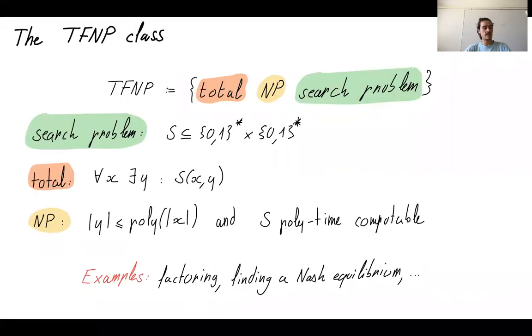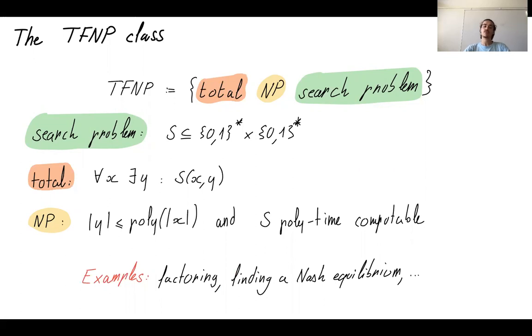As a warm-up, let me define the TFNP class. So TFNP is the set of all total NP search problems. In search problems, you actually have to find a solution, not merely decide whether one exists. For instance, given a formula, you need to find a satisfying assignment. This class starts to be interesting when the problem you're looking at always admits a solution. This would make a decision problem moot.